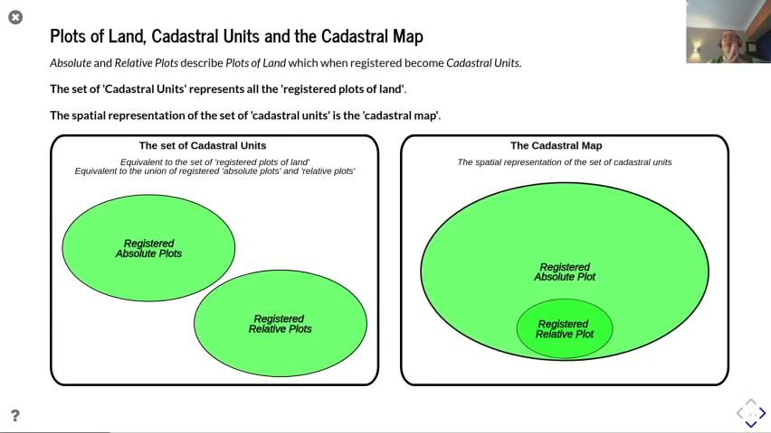So, plots of land, cadastral units and the cadastral map. Absolute and relative plots describe plots of land which, when registered, become cadastral units. The set of cadastral units represents all of the registered plots of land. The spatial representation of the set of cadastral units is a cadastral map. Cool.